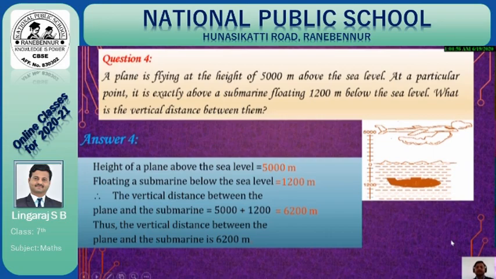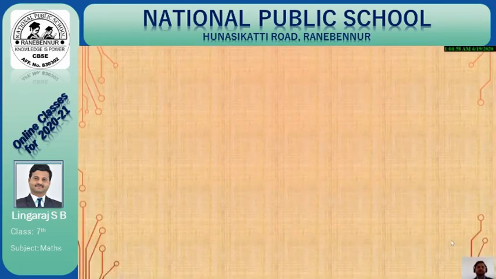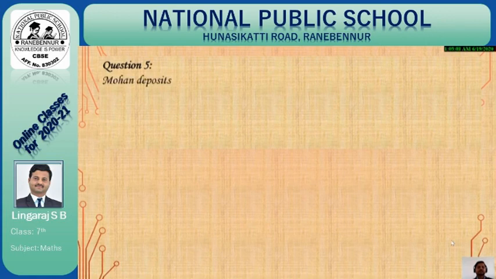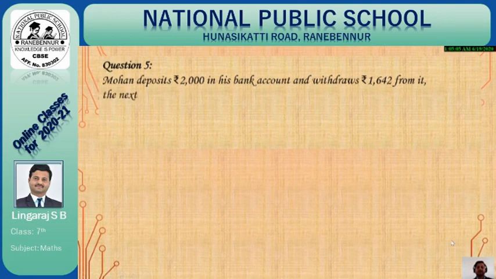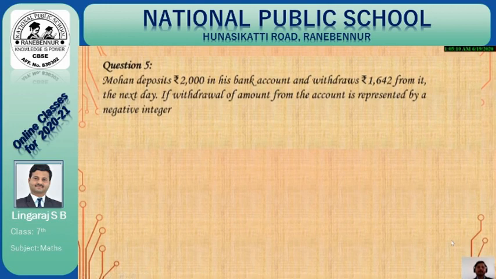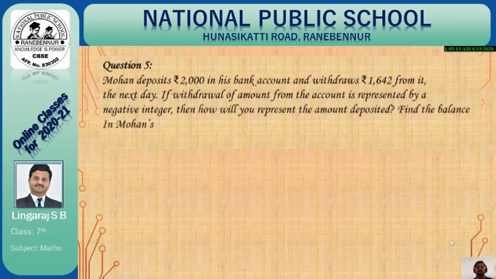We can move to question number 5. Mohan deposits 2000 in his bank account and withdraws 1642 from it. The next day, if withdrawal of amount from the account is represented by a negative integer, then how will you represent the amount deposited? Find the balance in Mohan's account after the withdrawal.